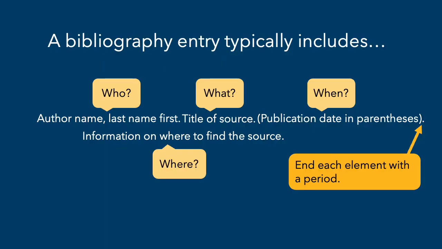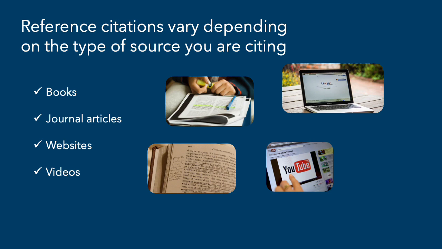Each bibliography entry includes the following components: Who wrote the information, with the author's last name first? What is the title of the work? When was the information published, in parentheses? And where can you find the work? Separate each element of the citation with a period. The information included in a bibliography entry will vary based on the type of source it is, but will always include who, what, when, and where.